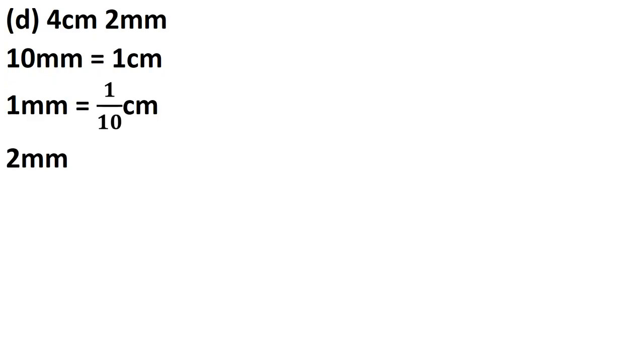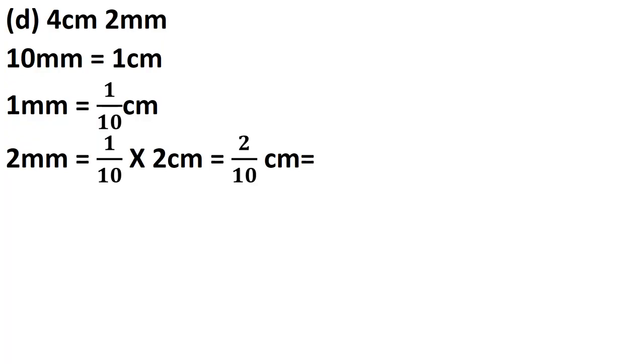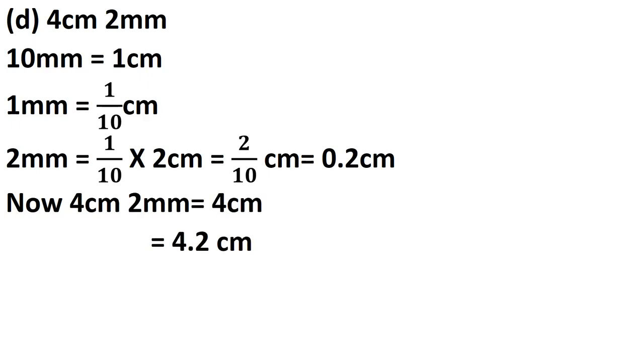Next I have done 4 centimeter 2 millimeter, that is the D part. 10 millimeter equal to 1 centimeter. 1 millimeter equal to 1 upon 10 centimeter. So 2 millimeter equal to 1 upon 10 multiplied by 2 centimeter, which is equal to 2 upon 10 centimeter, 0.2 centimeter. But we have to find out the value of 4 centimeter 2 millimeter, which is equal to 4 centimeter plus 0.2 centimeter, 4.2 centimeter.